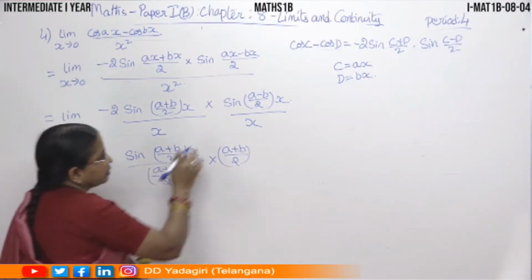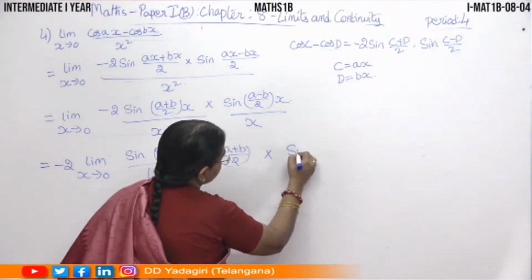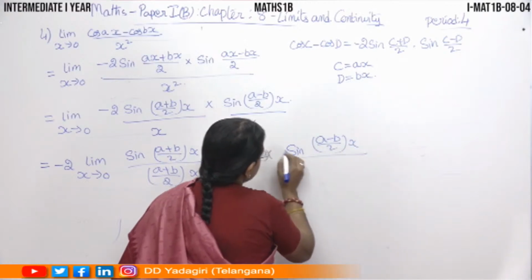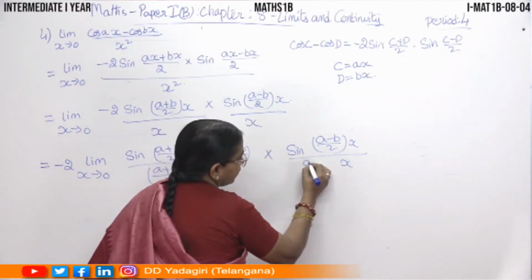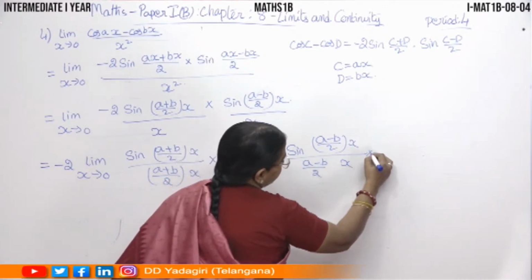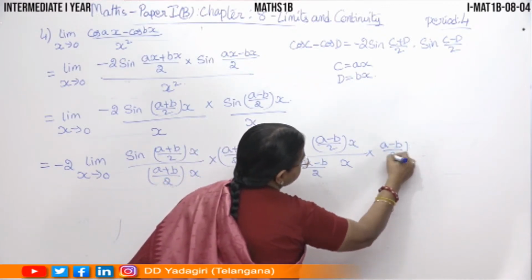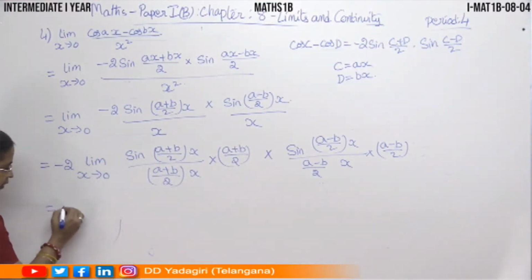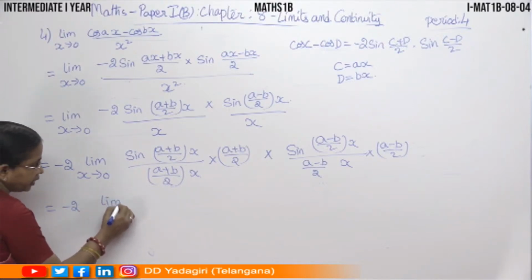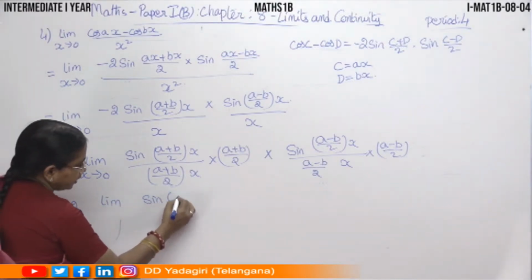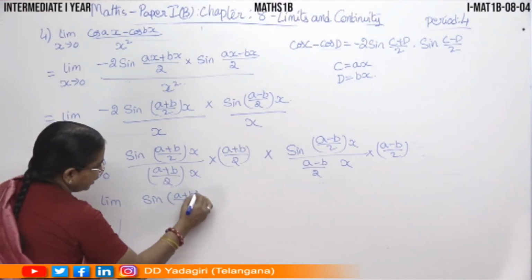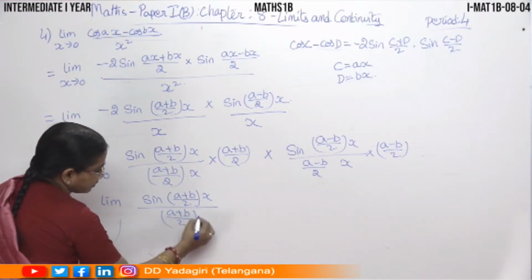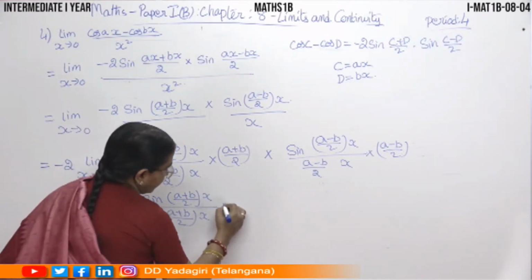This also will change. Now we'll write this into sine of (a minus b) by 2 into x. This x is already there. So we'll multiply and divide by (a minus b) by 2 into (a minus b) by 2. Now we'll write the limits separately for both. So this is minus 2 into limit of sine of (a plus b) by 2 into x by (a plus b) by 2 into x, into (a plus b) by 2.